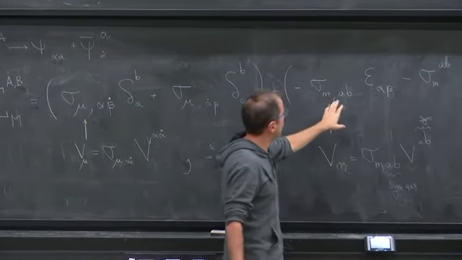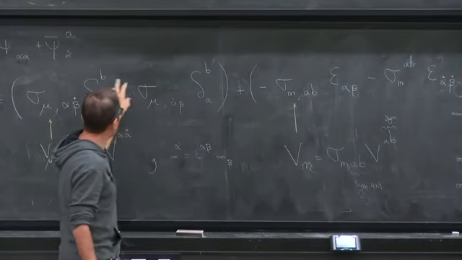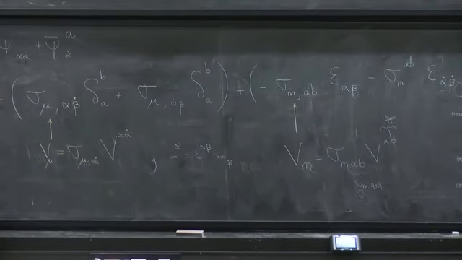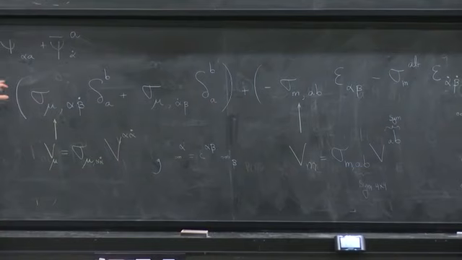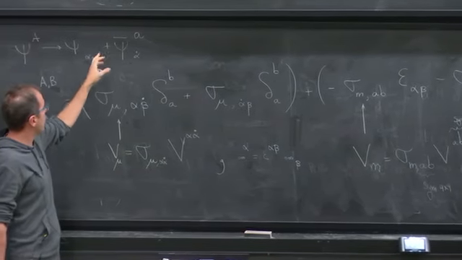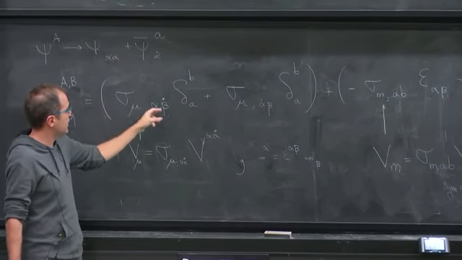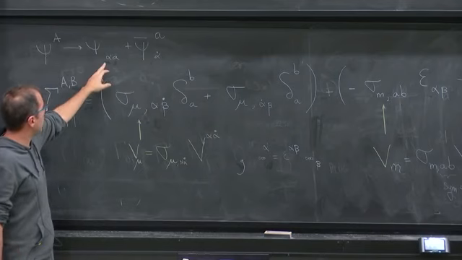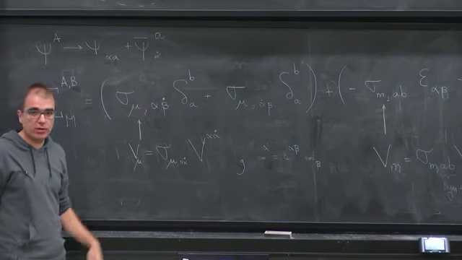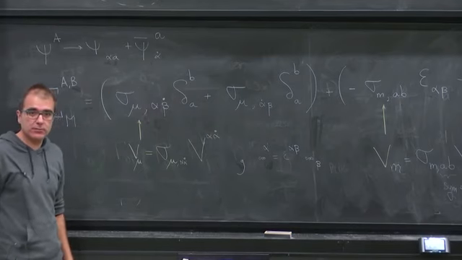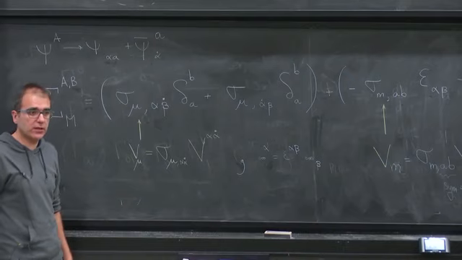If both are down, it's here. And if one is up and one is down, it's these terms here. Similarly, when one is up and one is down, you have one alpha dot. That's the first term. When both are down, you have 2 alphas. When both are up, you have 2 alpha dots. That's the last term. Right? So you see that the indices work out.